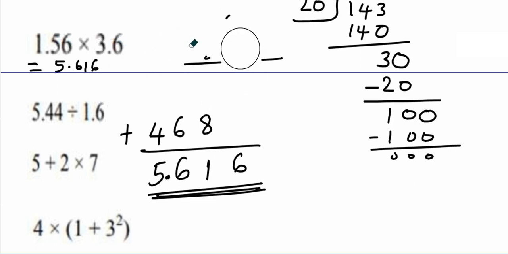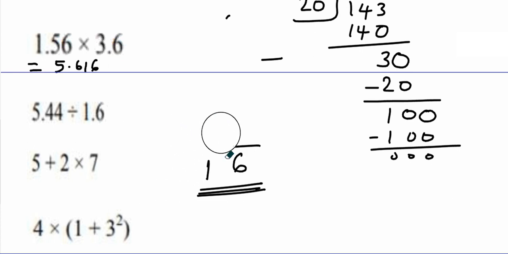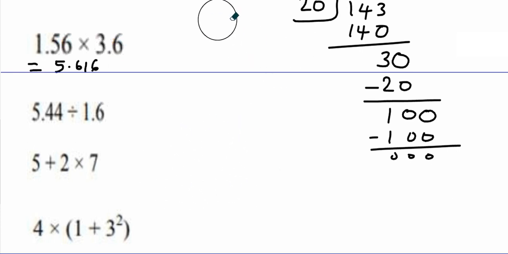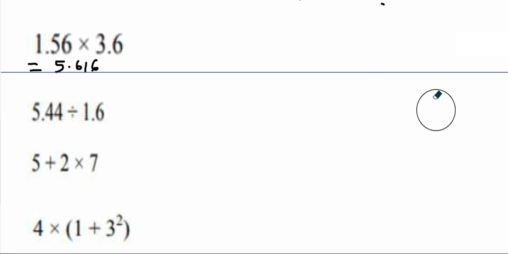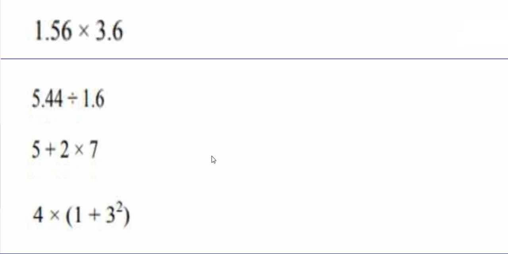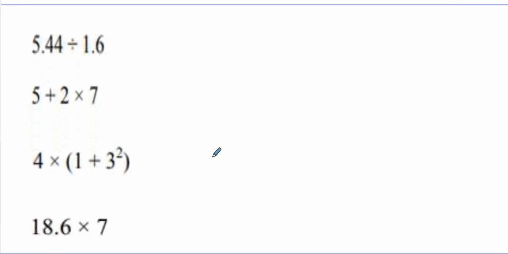Let us delete all this. But if you are taking notes, you can pause this video and start taking the notes. Otherwise, let us delete everything for us to get a space for the next questions. Okay, we have 5.44 divided by 1.6. Because this is division, we set that as a fraction. So here we go.